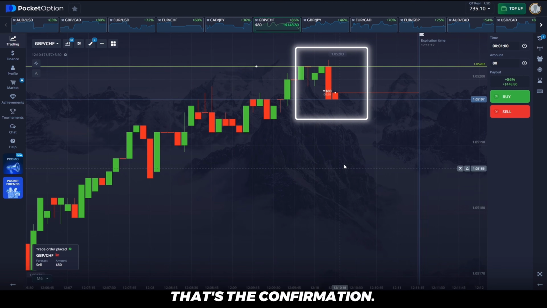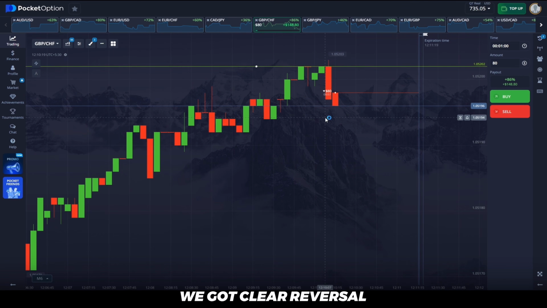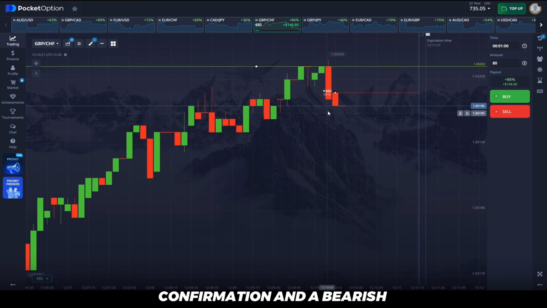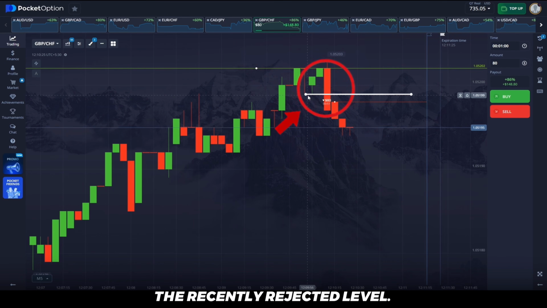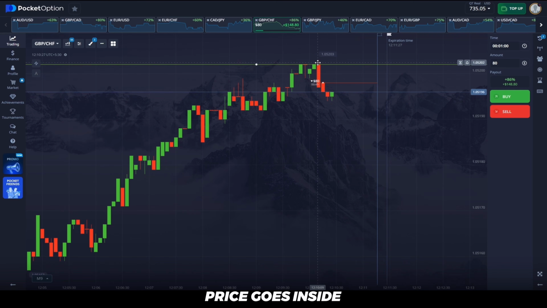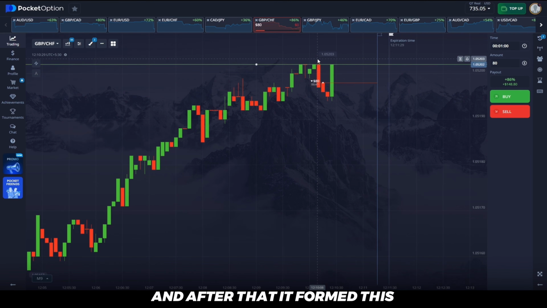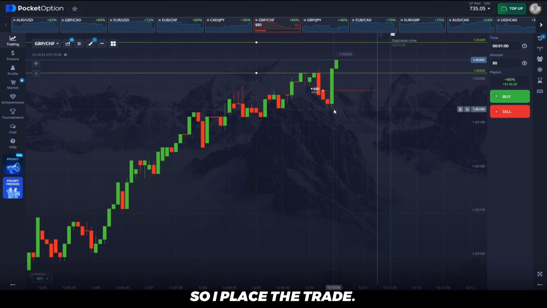That's the confirmation. We got clear reversal confirmation and a bearish pattern that also broke the recently rejected level. Price goes inside and after that it formed this reversal pattern. So I place the trade.